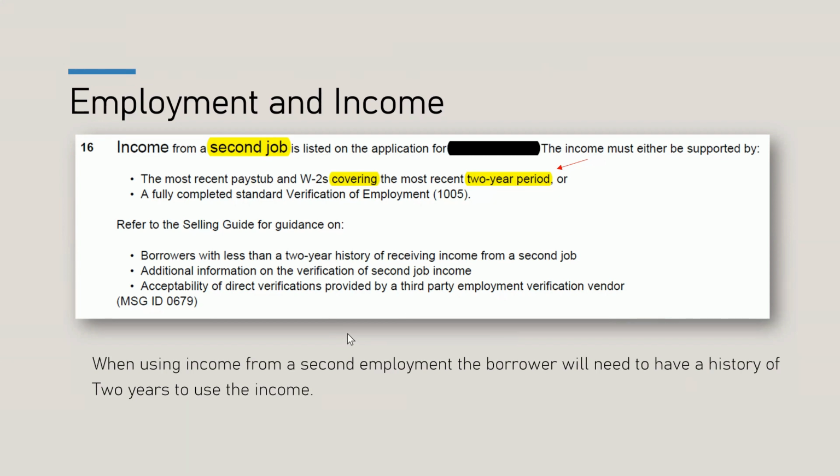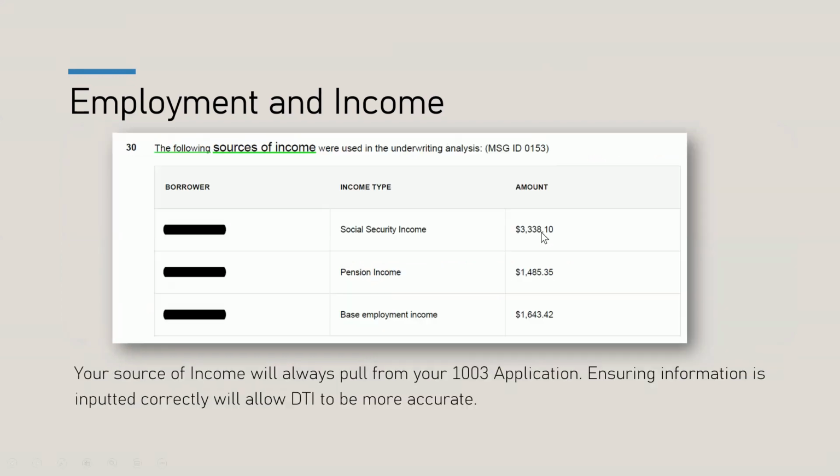All right, guys. So moving on from that. So employment and income. I wanted to just show how it's going to break down. Again, this is pulling from your 1003 application. So anything you put on there, it's going to break it down for you here. You want to double check that.